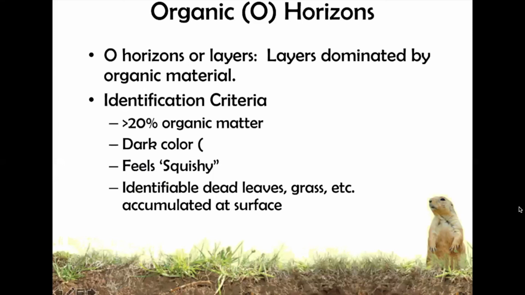The C horizon is called the parent material, and unlike the A, E, and B horizons, C horizons generally lack soil structure.